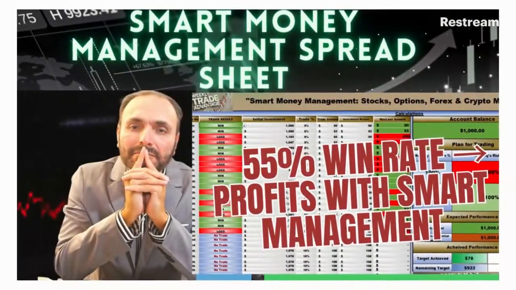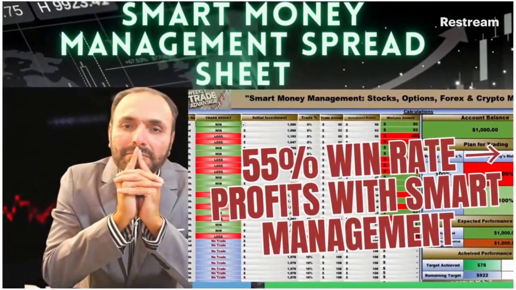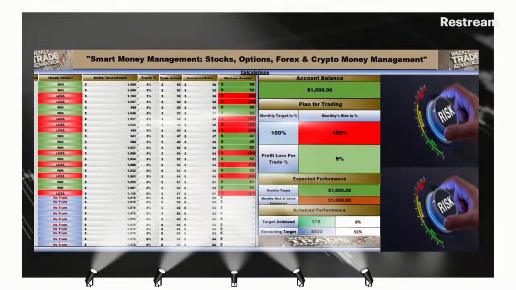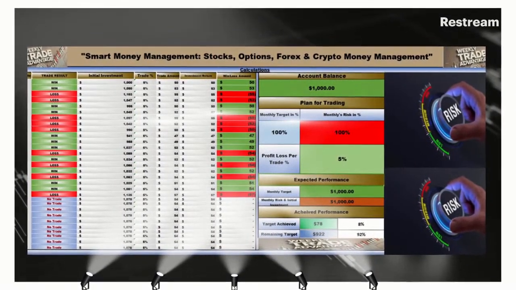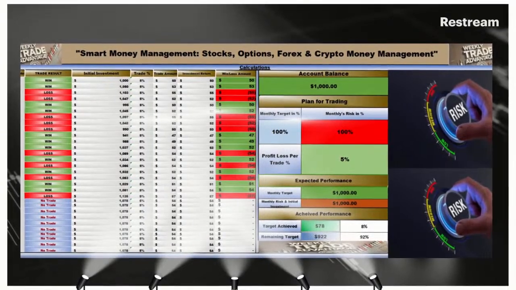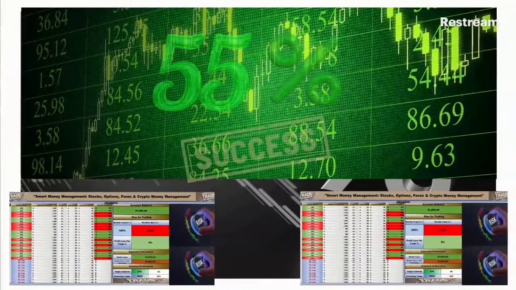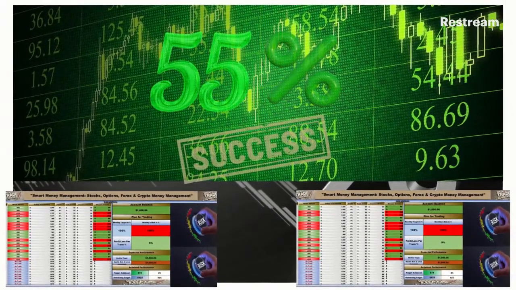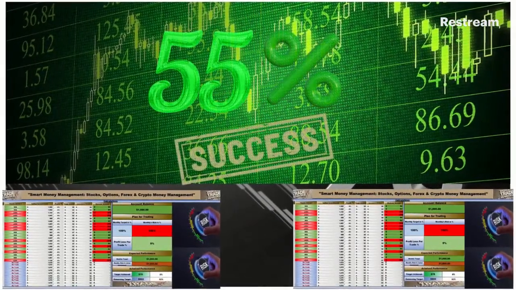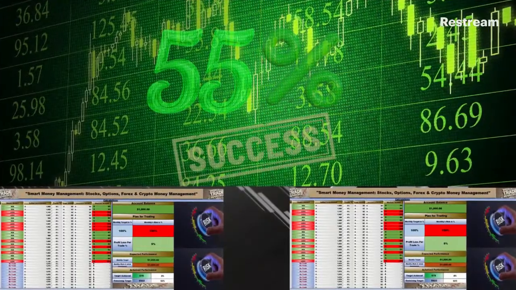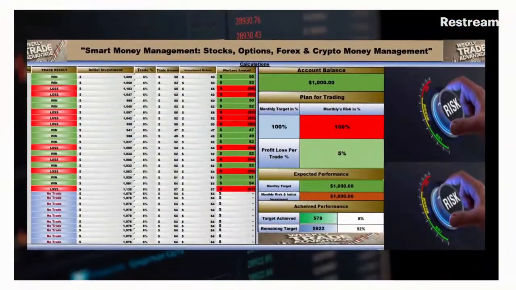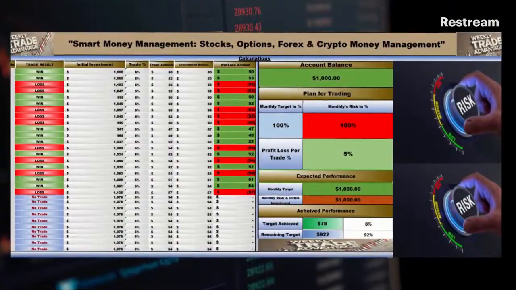Welcome back to Weekly Trade Advantage. In today's video, I'll share a detailed breakdown of real-world trades using my custom-built smart money management spreadsheet. By following a disciplined approach, I turned a 55% win rate into profits with smart money management. I'll explain the process and how proper risk management can improve trading results.